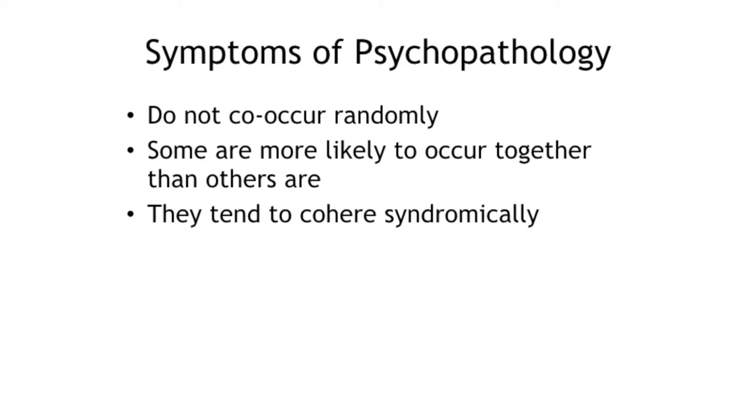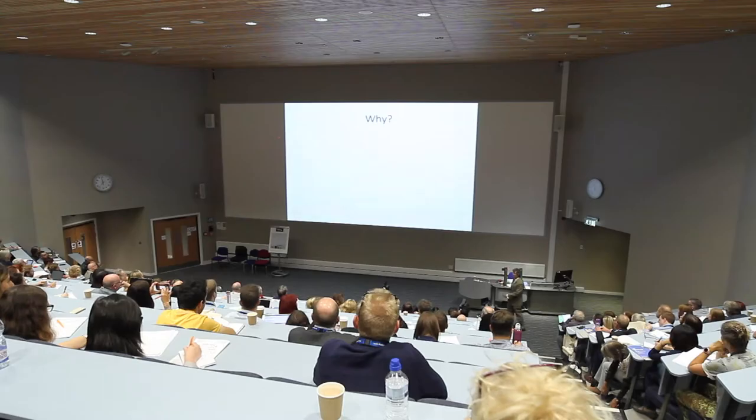Okay, I want to start with a simple observation about symptoms of psychopathology. That's, of course, obvious to everyone: symptoms do not co-occur randomly. Some are more likely to co-occur together than others are. We say in traditional psychiatric parlance that they occur syndromically, right? So they hang together as a syndrome. The question is, why?